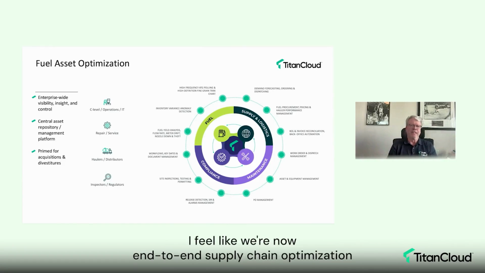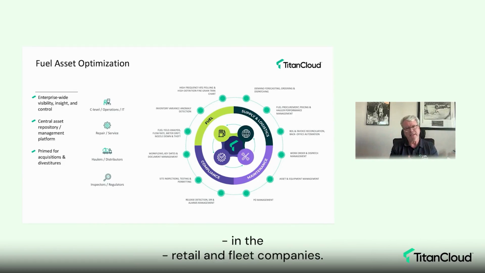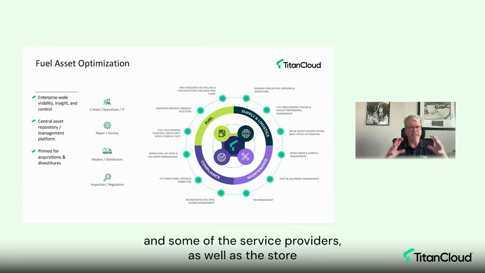So we feel like we're now end-to-end supply chain optimization across all ecosystems, across multiple departments in the retail and fleet companies, but also multi-company collaboration, right? The carriers and some of the service providers, as well as the store and the fueling location.